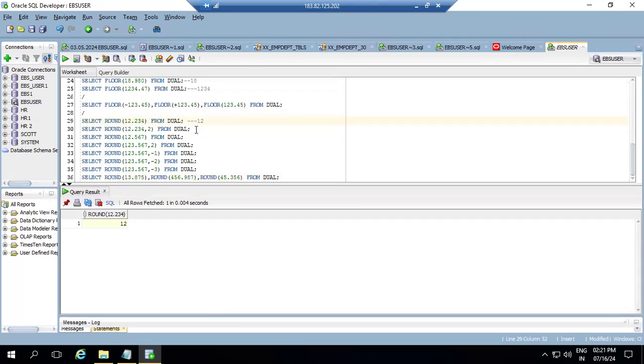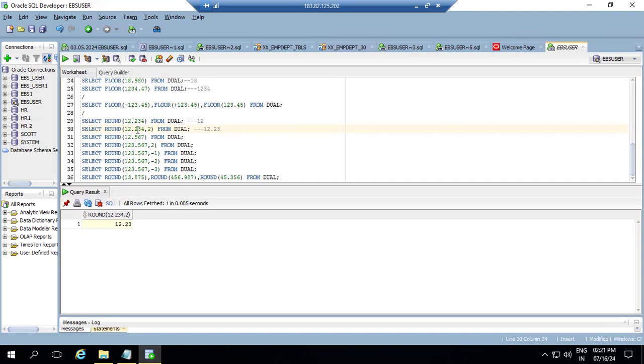So coming to the next one. According to the syntax we have here, this is the number and this is the decimal places. For the decimal places, you mentioned 2. So what will be the output now? It is 12.23. This is the number, this is the decimal places, and the decimal places is 2. So you get the output like 12.23. Right, so you understood this.